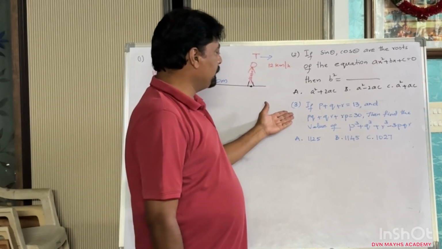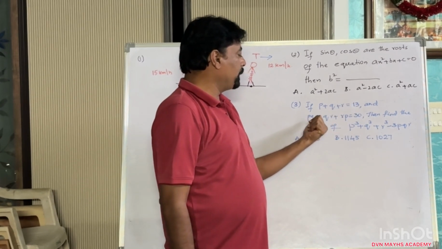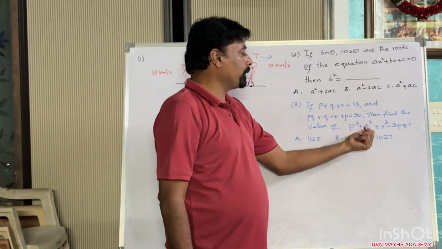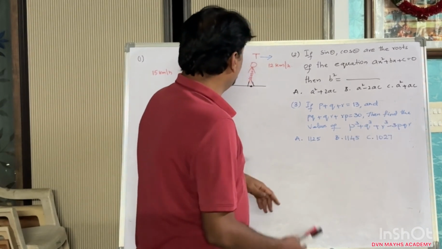The third one is algebra. If p plus q plus r is equal to 13, pq plus qr plus rp is equal to 30, then find the value of p cube plus q cube plus r cube minus 3pqr. So these are three different types of questions.